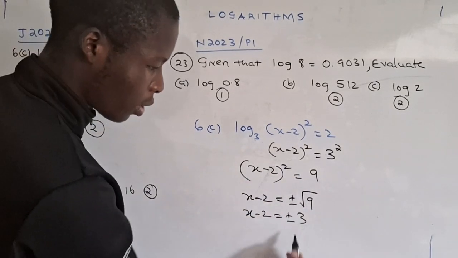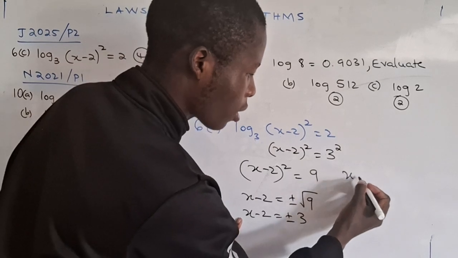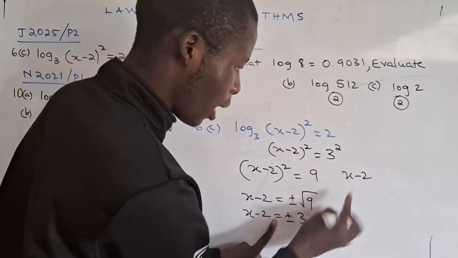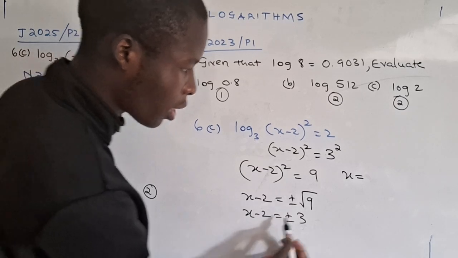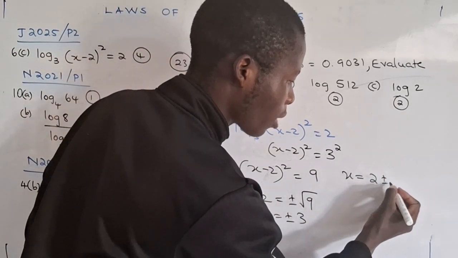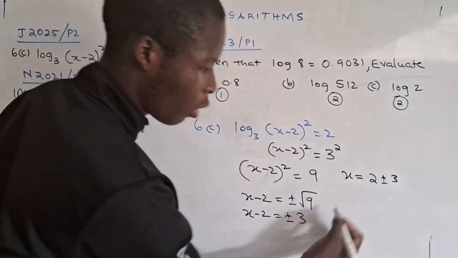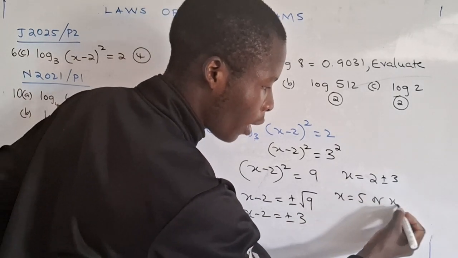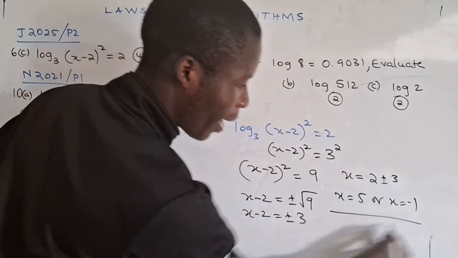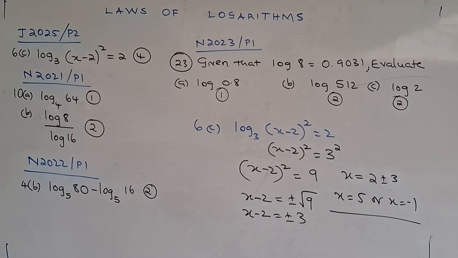Now x minus 2 is equal to plus or minus 3, so x is equal to, you take this negative 2 to this side, it becomes 2 plus or minus 3. So what is the value of x? x is equal to 5, or x is equal to minus 1. So x is equal to 5 or x is equal to minus 1, which is correct.